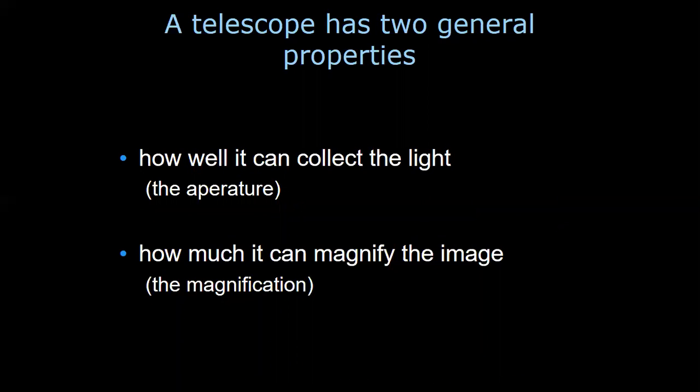So there are two general properties of a telescope. One is how well it can collect the light. We call this the aperture, and we can change that. And then how much it can magnify the image. So magnification, right? So the objective lens property and the eye lens property.